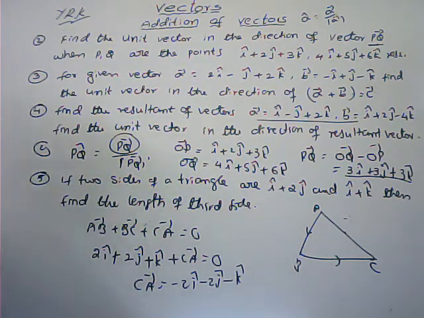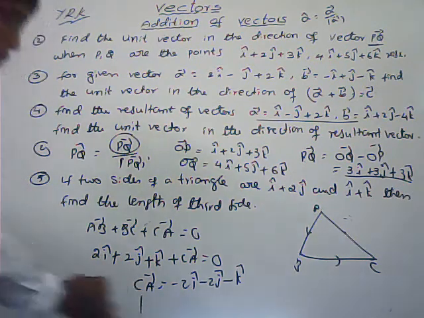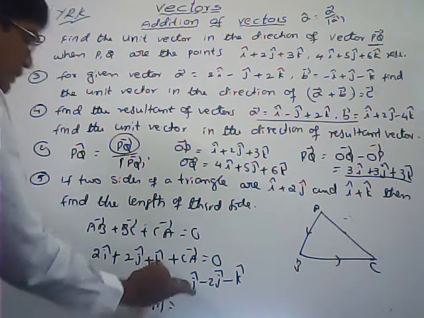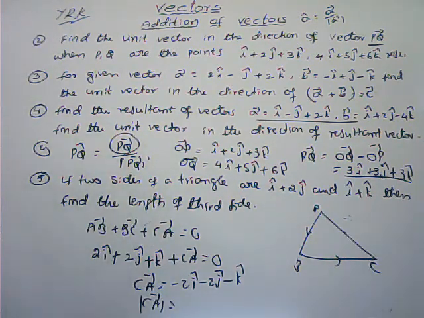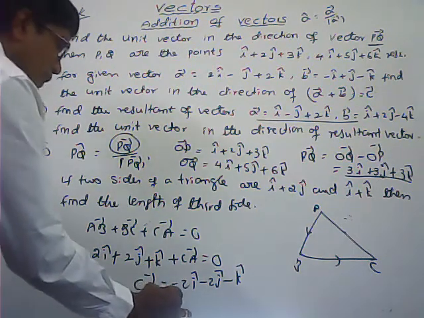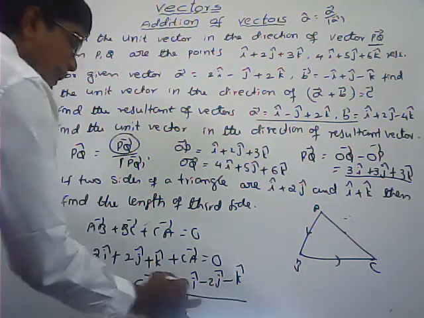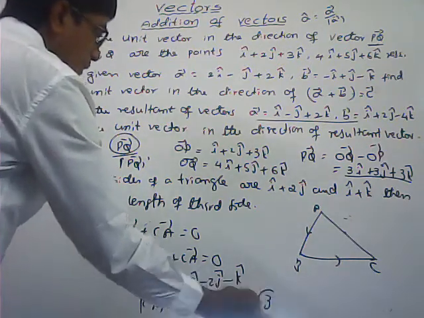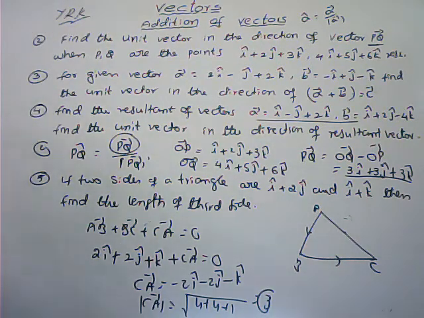What are they asking? What is the length of the third side? Length means its magnitude. You can find the magnitude of modulus of CA bar. If any vector is given as xi cap plus yj cap plus zk cap, its magnitude is root of x square plus y square plus z square. That is equal to 3. 3 is the magnitude of the third side, the length of the third side.